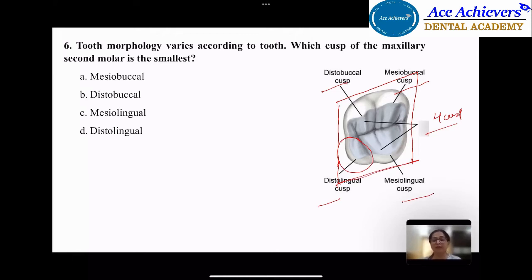maxillary molar primary cusp triangle. This maxillary molar primary cusp triangle involves your mesiobuccal cusp, distobuccal cusp, and mesiolingual cusp. So the distolingual cusp is not a part of the primary cusp triangle. This question has also been asked, so both questions are clear to you all. If a question comes asking which cusp of the maxillary second molar is the smallest, the clear answer is your distolingual cusp.